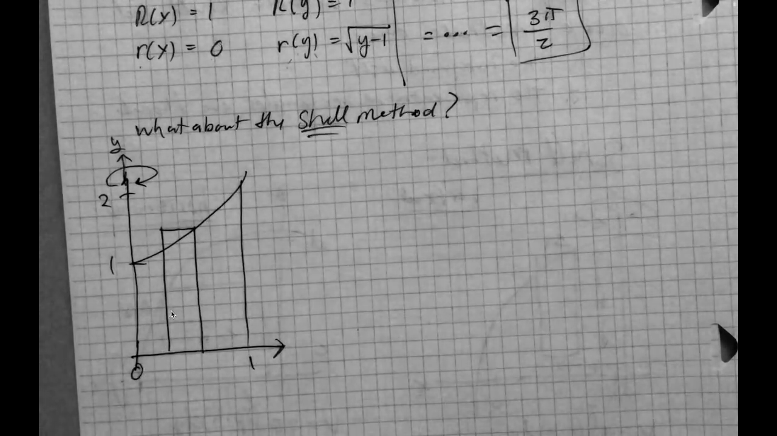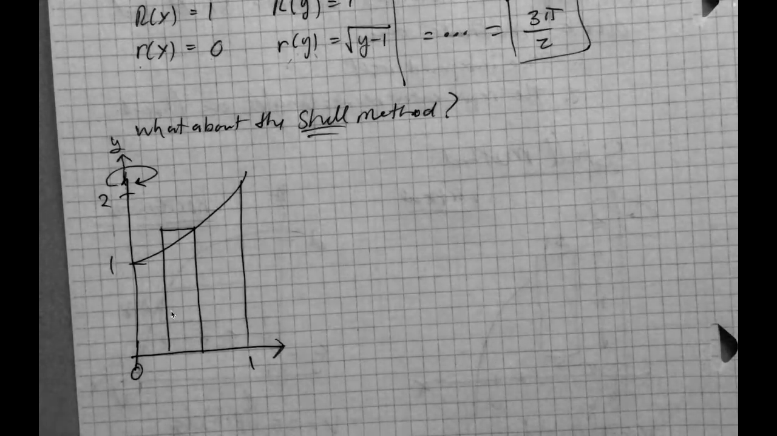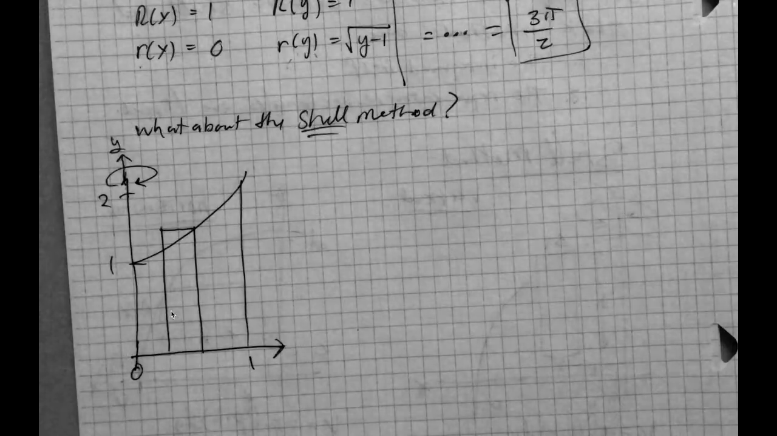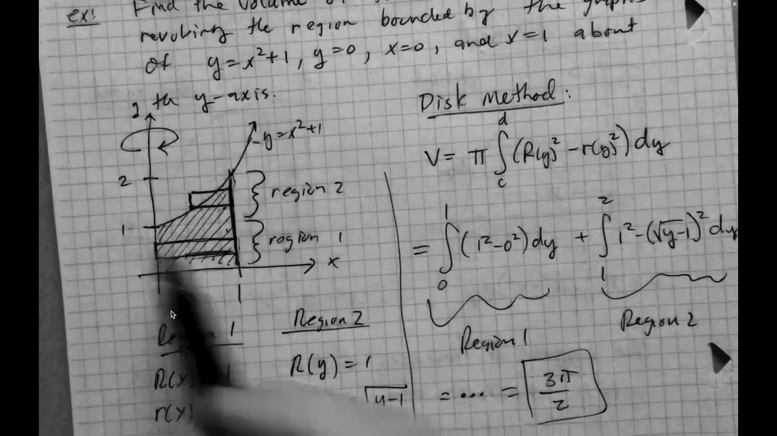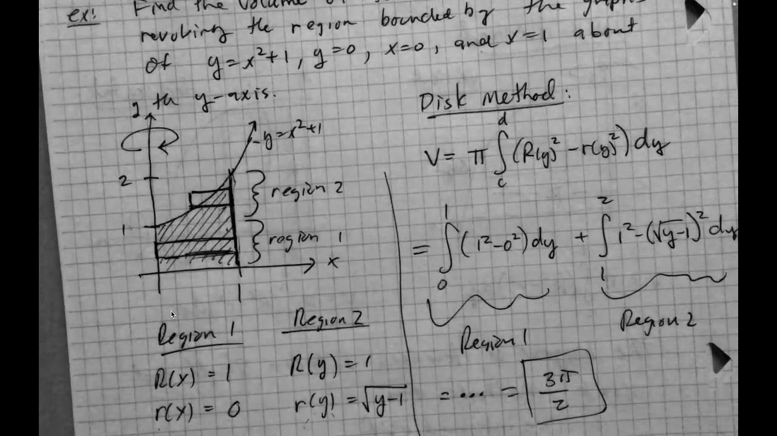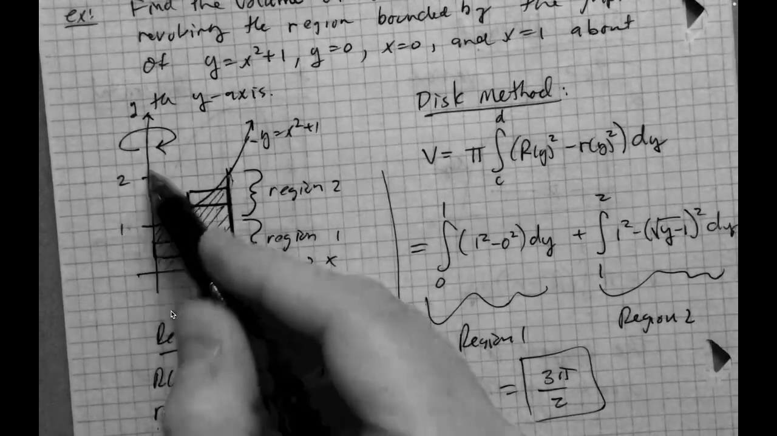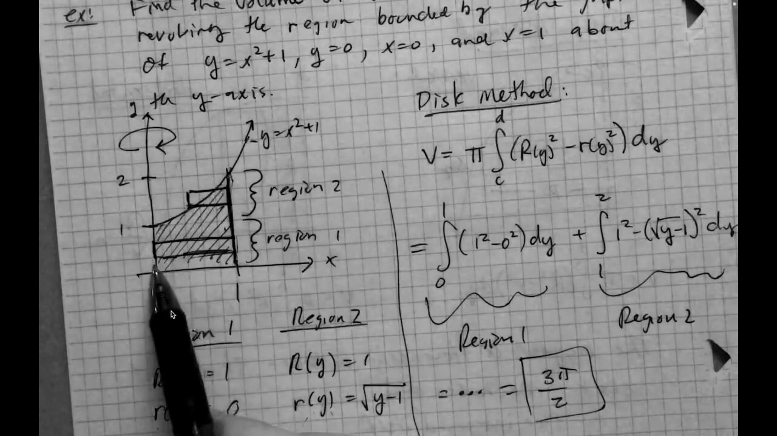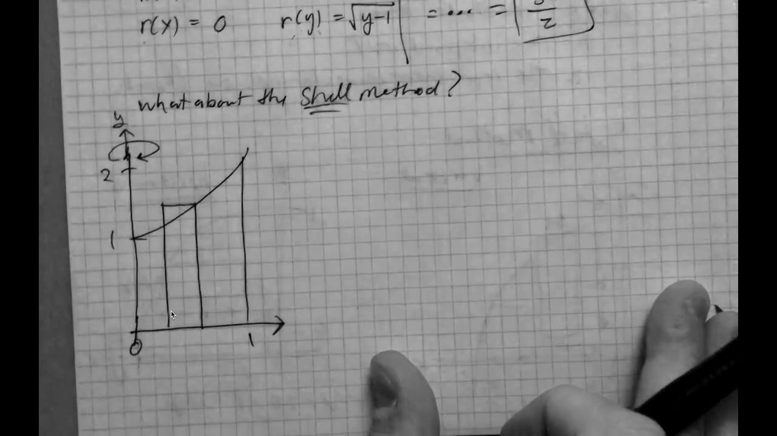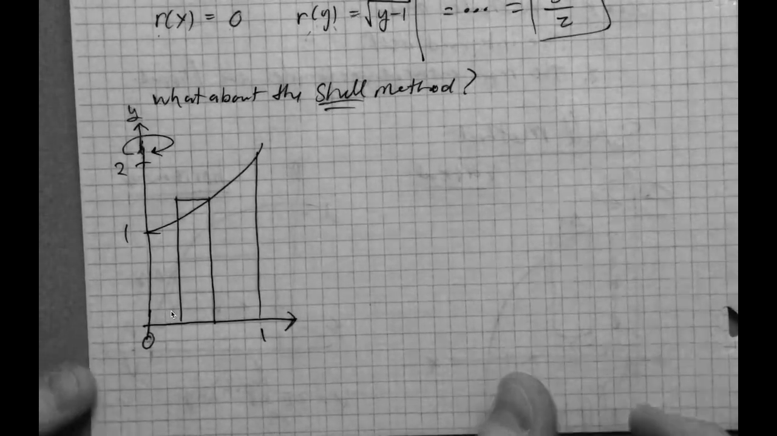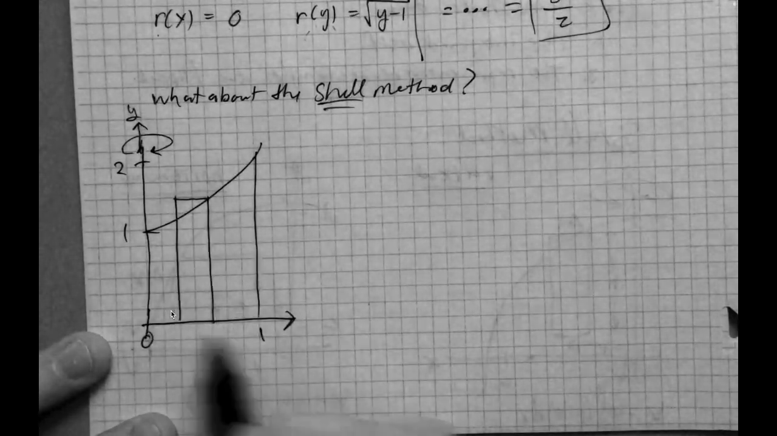right? And so using the shell method in this instance is preferable because you no longer have to concern yourself with this region 1, region 2 business, right? Here we had to have two separate integrals because of the inner radius varying across this interval. And so we don't have that problem with the shell method, do we? So what do we need with the shell method then?